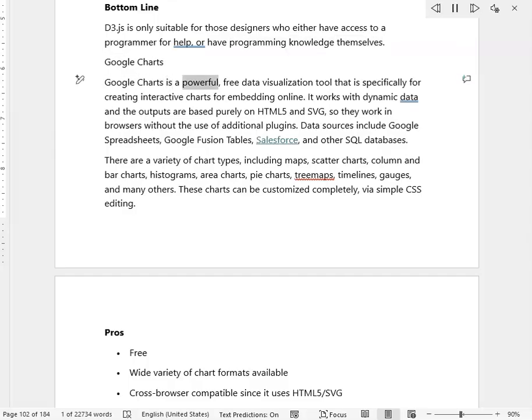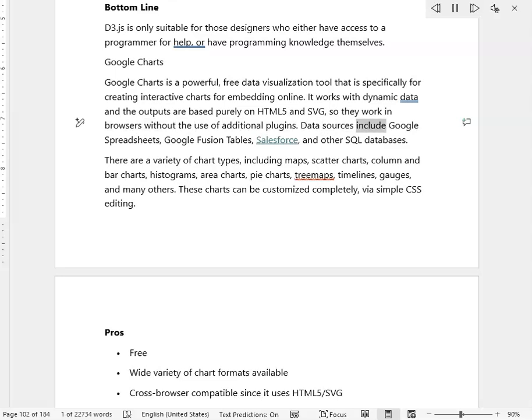Google Charts. Google Charts is a powerful, free data visualization tool that is specifically for creating interactive charts for embedding online. It works with dynamic data, and the outputs are based purely on HTML5 and SVG, so they work in browsers without the use of additional plugins.